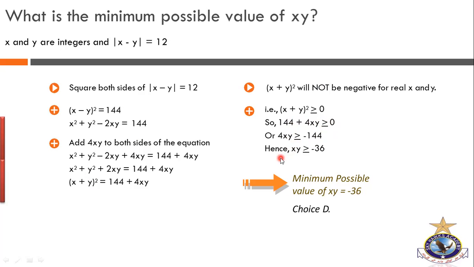Hence, xy must be, what I mean to say, how are you getting this step? How am I getting to that step? Well, you divide both sides by 4, just to get rid of this 4. I still have a question on why we added the 4xy.